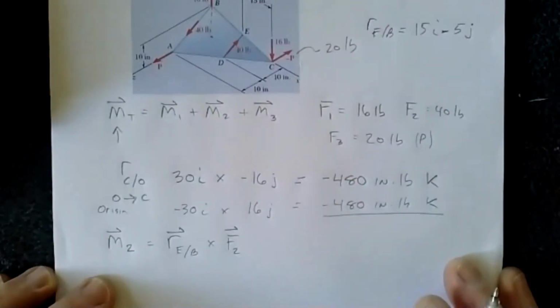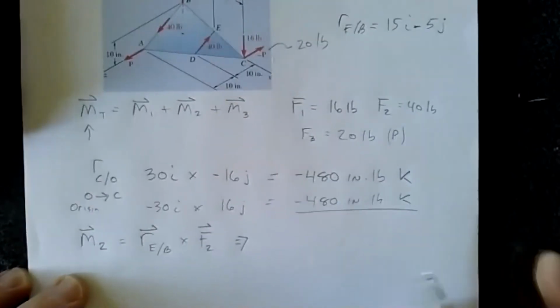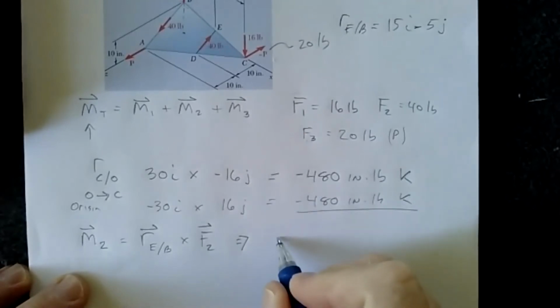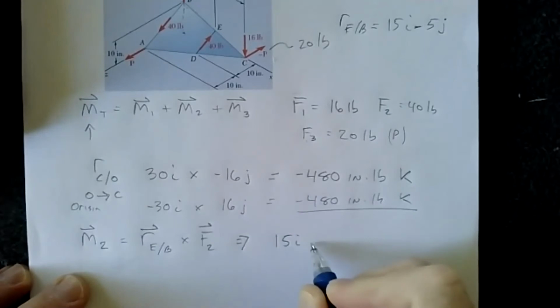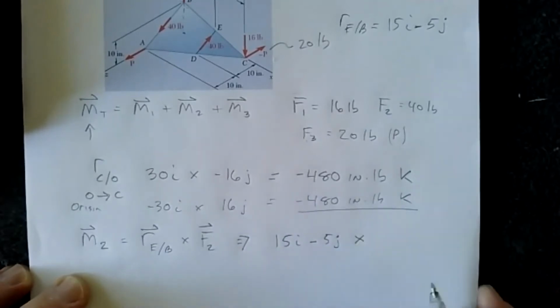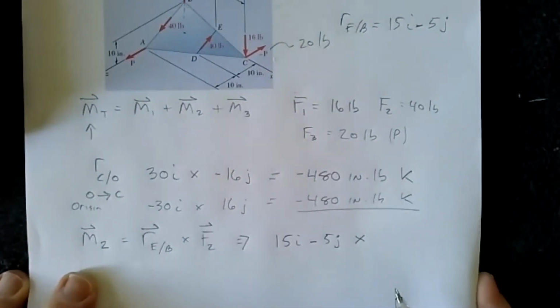So I come down here, and I'm going to do the heresy again, have the double equals, and I'm going to say, for lack of space, 15I minus 5J crossed with, and then because I went to it, what's my force?